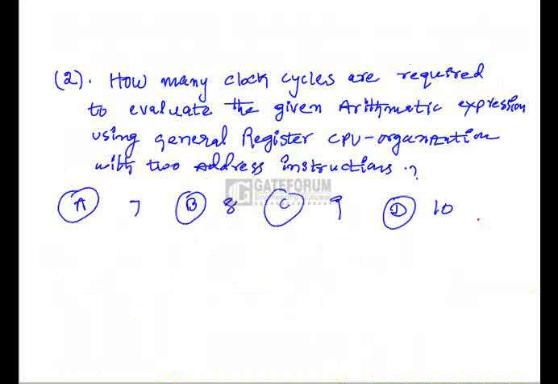How many clock cycles are required to evaluate the given arithmetic expression using general register CPU organization with 2 address instruction? So this is the second question on the common data given. Here we need to find out the number of clock cycles required to evaluate the arithmetic expression using general register organization with 2 address instructions, because general register organization can have different types of instruction formats. We can have 2 address instruction formats, we can have 3 address instruction formats. So it is mentioned clearly that we have to use the 2 address instructions.